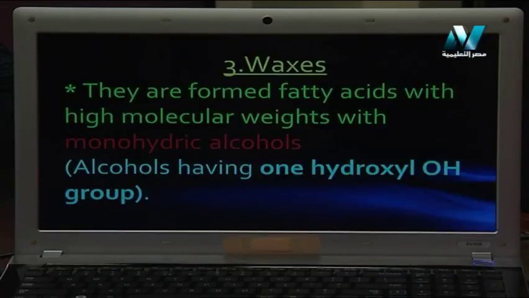The third simple lipid we call it wax. Wax is formed of fatty acid with high molecular weights with monohydroxyl alcohol. So the alcohol here has 1 hydroxyl only, not 3. The alcohol has 1 hydroxyl OH. Again, wax is the third simple lipid we call it wax.